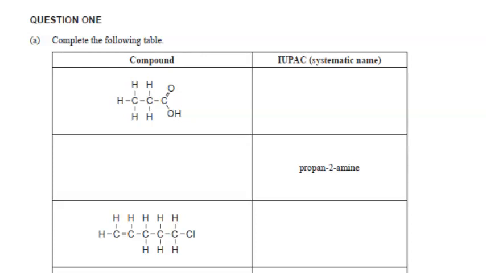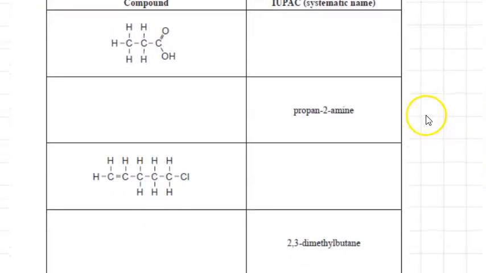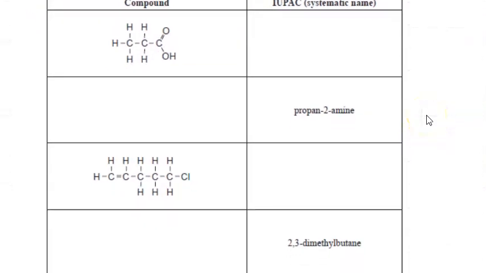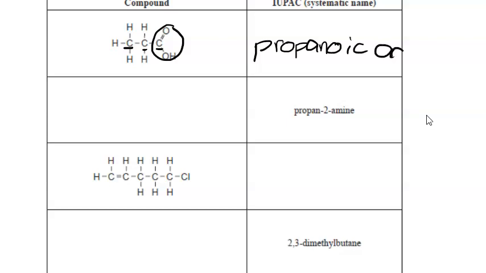So this is the first question. There will always be a few questions on naming and drawing organic compounds. This one has just got 3 carbons, so the base part of it is prop. We need to recognize that this part of the compound is a carboxylic acid, and carboxylic acids are named with enoic acid at the end. So we're just going to call this propanoic acid.